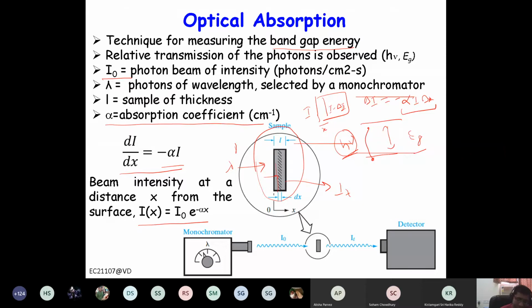Please cooperate. So the transmitted intensity will be I naught e to the power minus alpha times L. And that intensity is detected by the detector. So let me do one thing here.